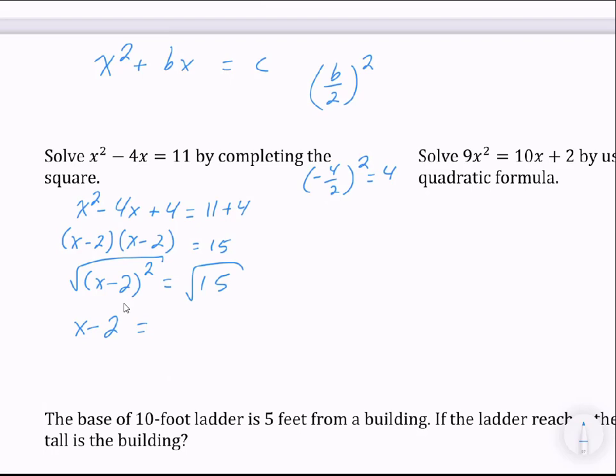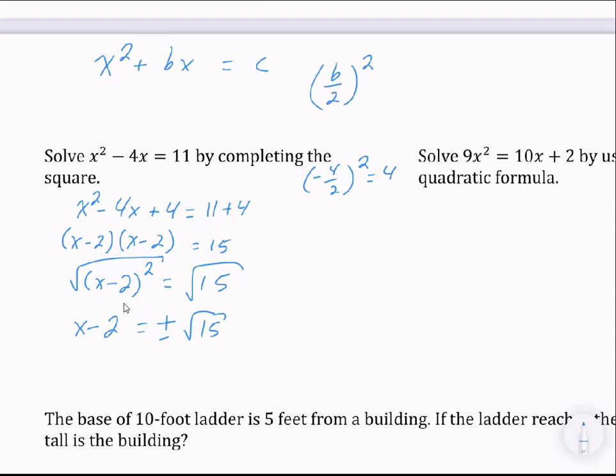That little thing we always forget: plus or minus. All right, plus or minus square root of 15. Now, I would be remiss if I did not say, can we simplify square root of 15? No.